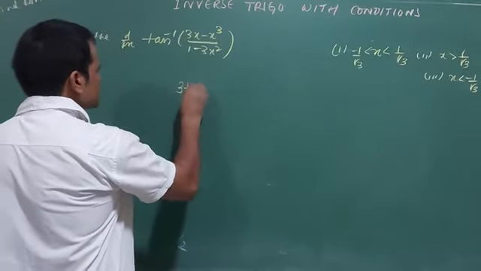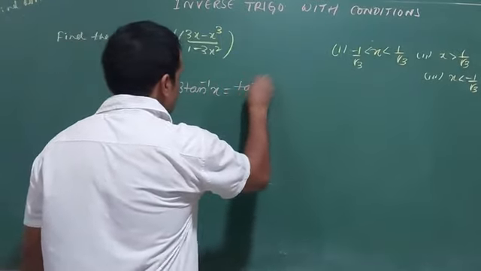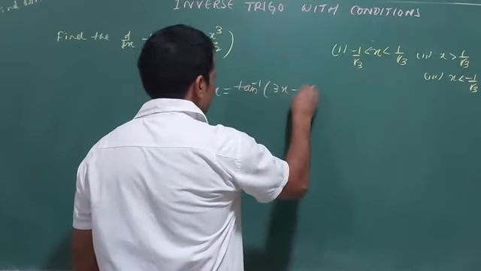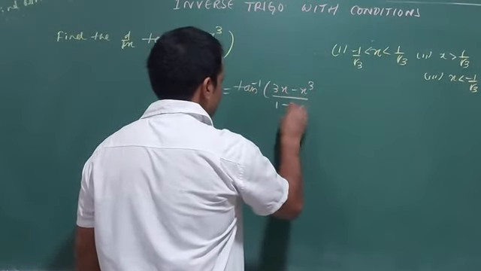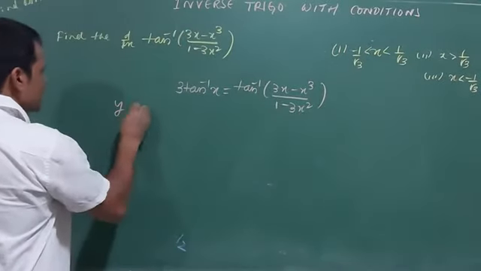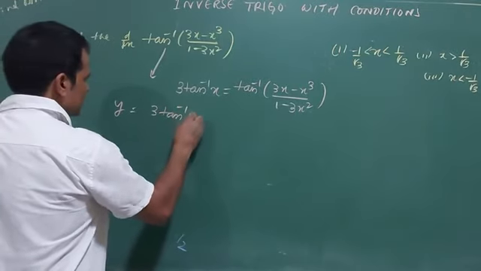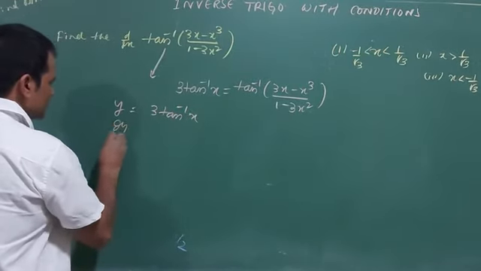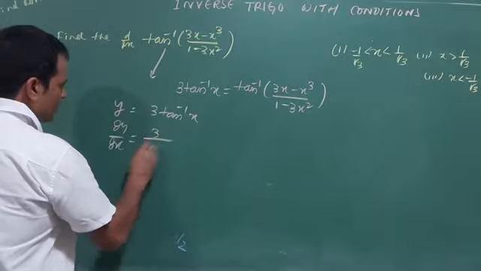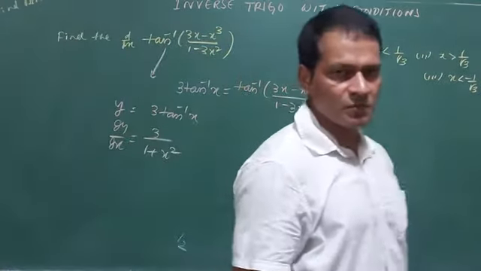3 tan inverse x is equal to tan inverse of 3x minus x cube by 1 minus 3x square. So I consider this one as y, and instead of this I write 3 tan inverse x. And the answer is dy by dx is equal to 3 by 1 plus x square, when no conditions are given to me.